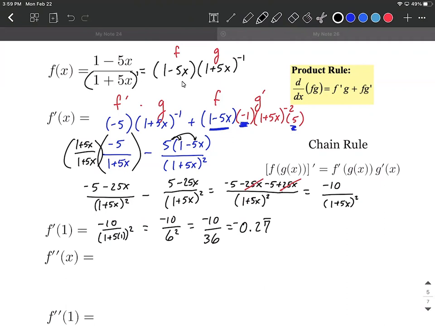All right, because that turns out being a negative when we plugged in a 1 for our first derivative, that tells us that the entire graph is decreasing at an x value of 1.